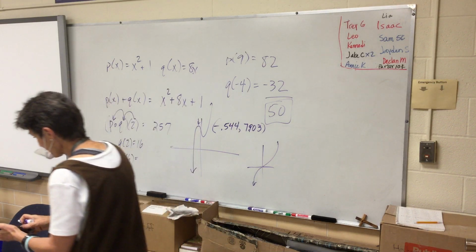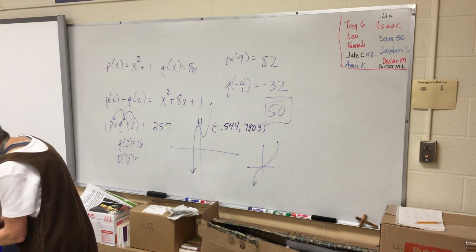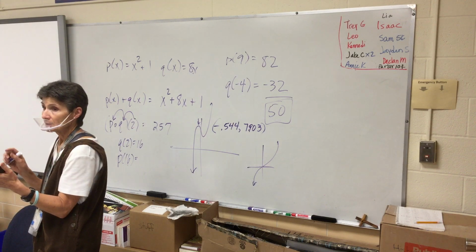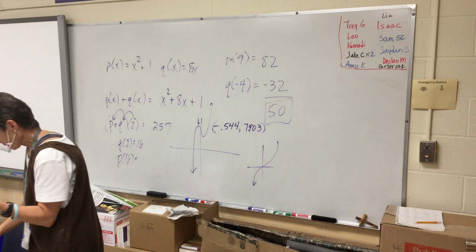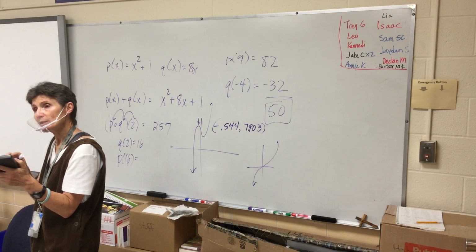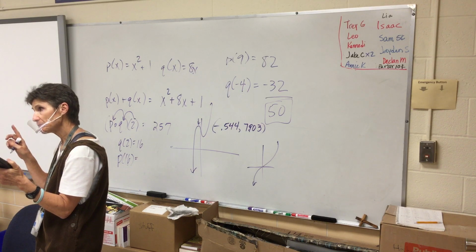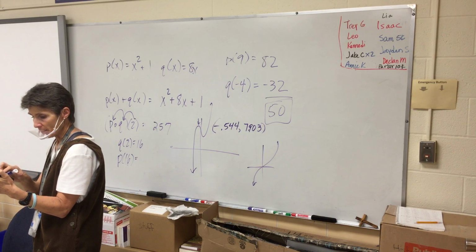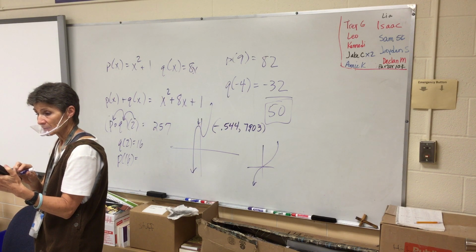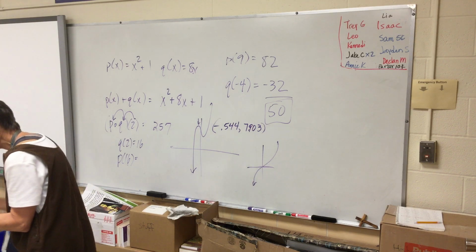All right, and then number 18, we have to find the equation of the function that represents this data. First of all, we're going to plot it so that we know whether it's linear or quadratic. So remember how to do that? We go to Stat, Edit, and we're going to put these numbers in.